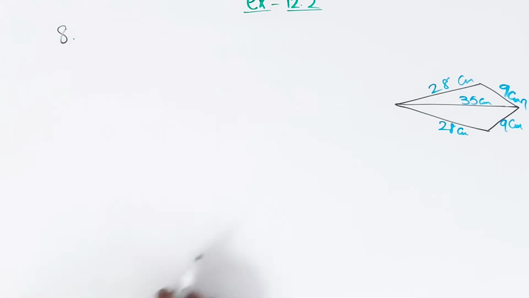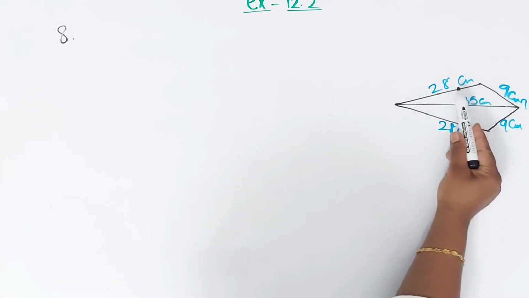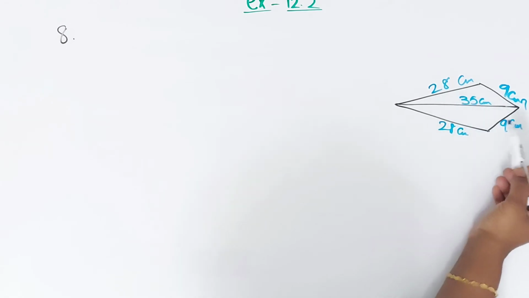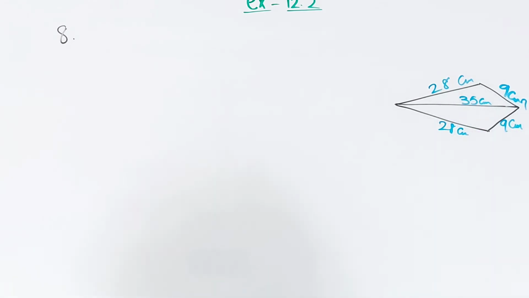Eighth question, children. A floral design on a floor is made up of 16 tiles which are triangular shapes. The sides of a triangle being 9 centimeter, 28 centimeter and 35 centimeter. Find the cost of polishing the tiles at the rate of 50 paise per centimeter square.